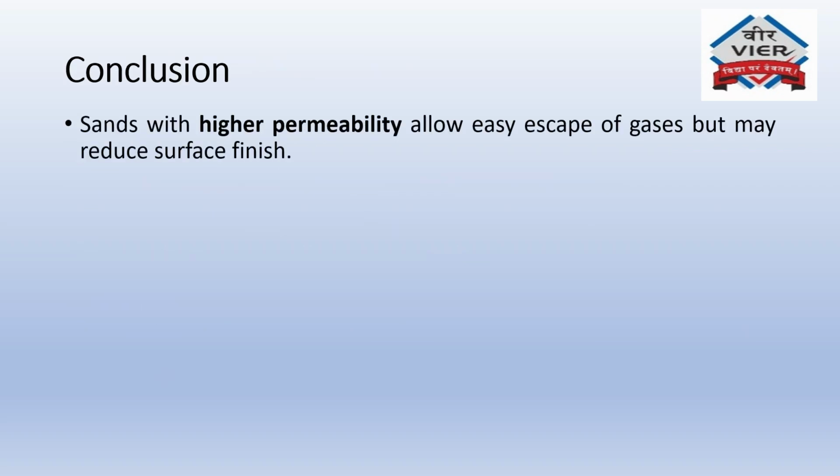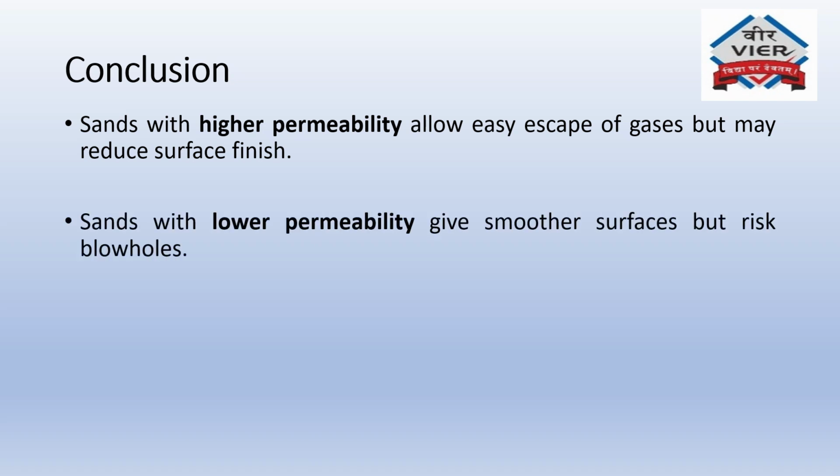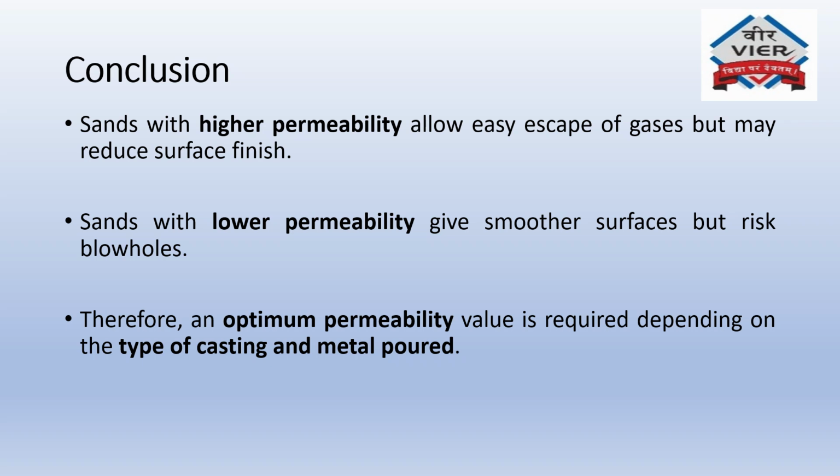So the conclusion is: if the sand has a higher permeability, it will allow easy escape of gases, but this will also lead to a reduced surface finish. And if the sand has a lower permeability, then though it will give smoother surfaces, there will be a risk of blowholes and other defects. So it is essential that an optimal permeability value is chosen depending upon the type of casting and metal poured.